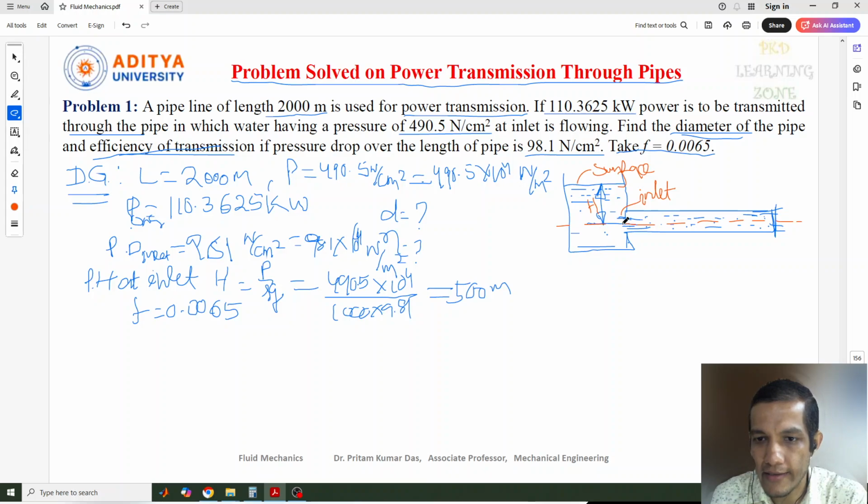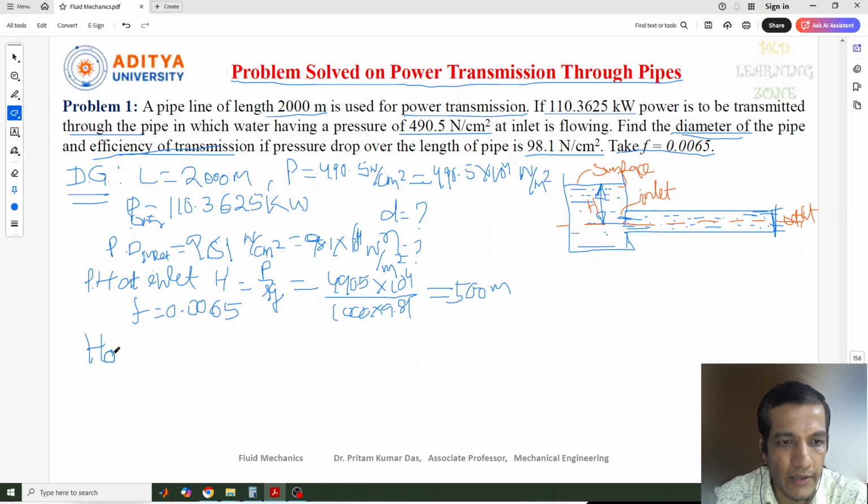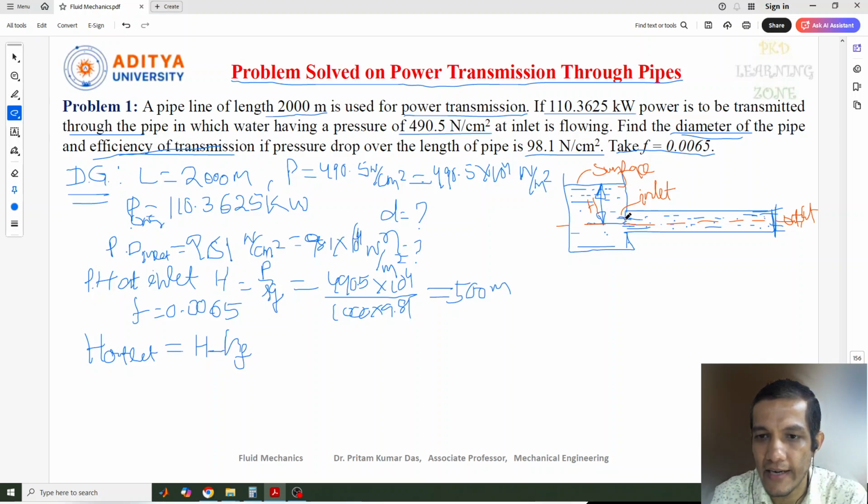So now at the inlet condition we have calculated the pressure head, and now we need to find out what is the head available at the end of the pipe, or we can say the outlet of the pipe. For this we know the formula for the head available at the outlet or end of the pipe: H minus HF. That means what is the head present at the inlet condition and what are the losses during this pipe flow.